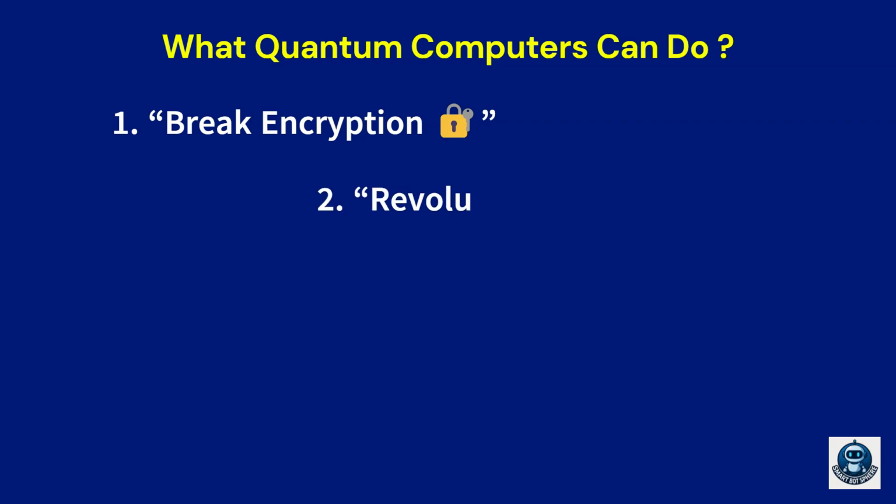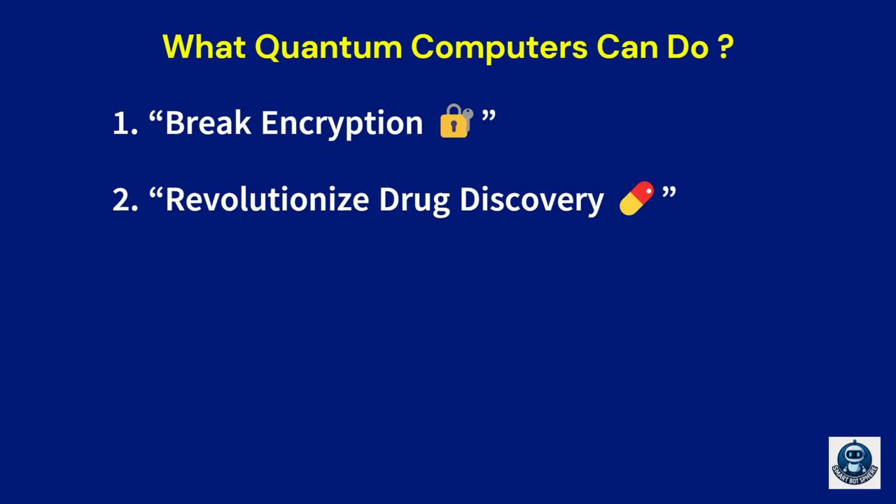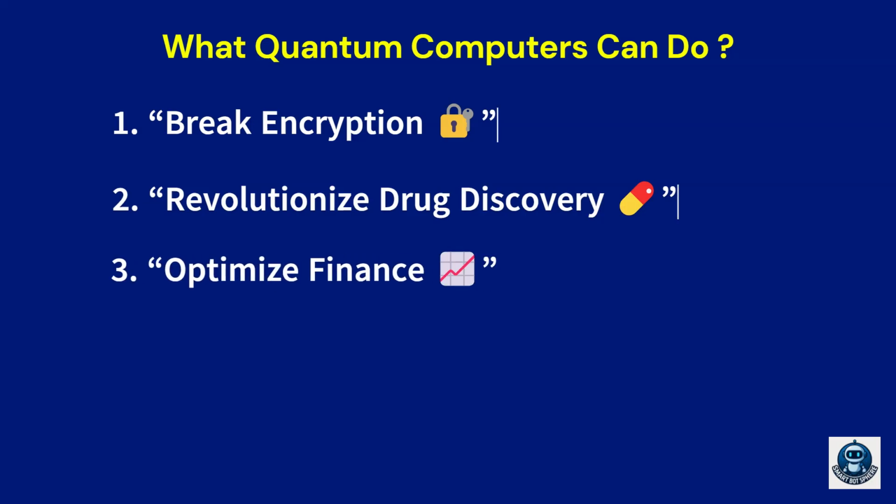Number 2. Drug discovery. Quantum simulations can model molecules at atomic precision. This can revolutionize medicine by predicting how drugs behave before real-world testing. Number 3. Financial optimization. Quantum computers can analyze massive datasets and test thousands of scenarios simultaneously, helping banks and businesses make smarter decisions.